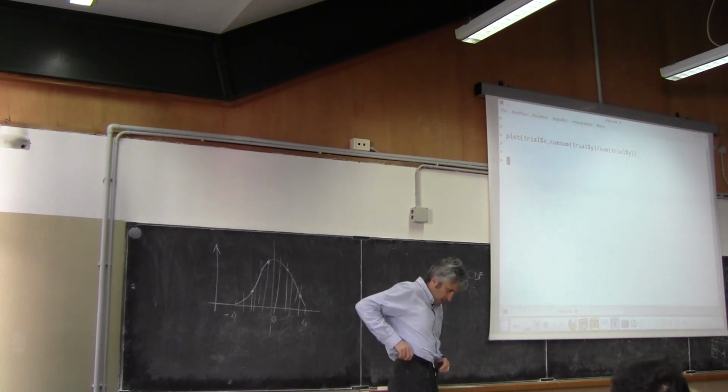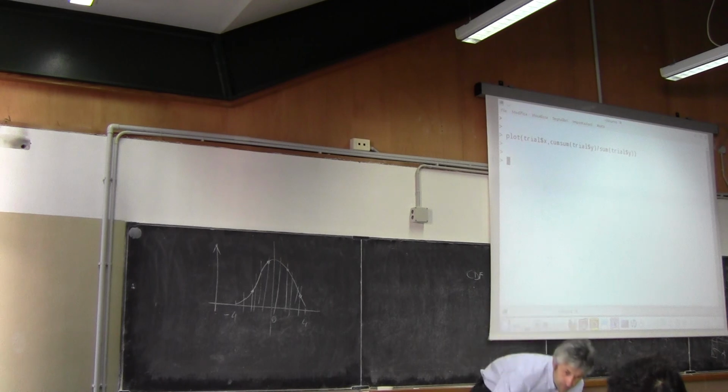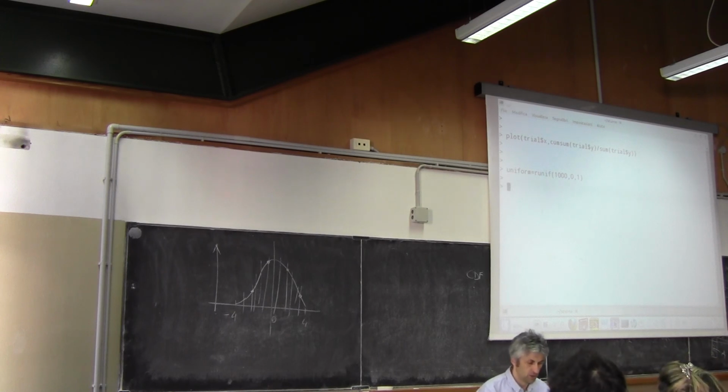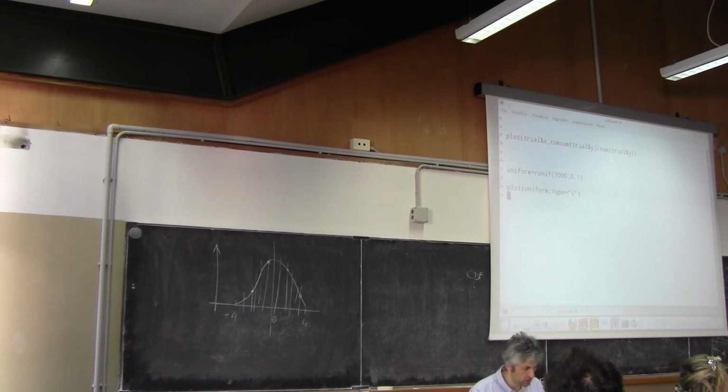Okay, now let's look at the uniform distribution. I mentioned that there is this uniform distribution, and let's generate it. Uniform equal to runif. The function is runif. And of course, I have to give the number of elements that I want to generate: 1000. And you remember that the uniform distribution has two parameters, A and B, here 0 and 1. And let me plot it. Plot uniform, type equals line. Let's see how it is.